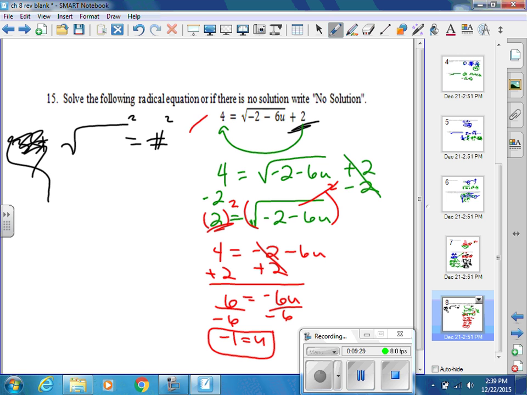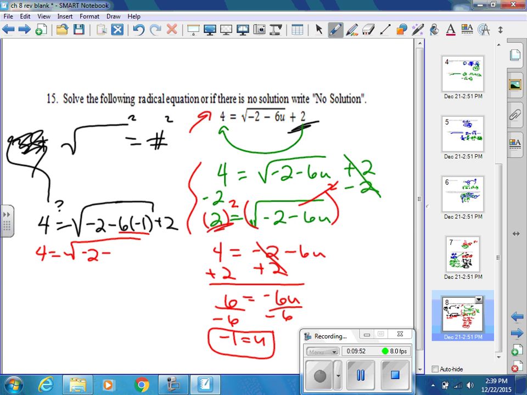I got to go back and plug it into the original, not to any of this stuff down here. Okay? So is 4 equal square root of negative 2 minus 6 times negative 1, plus 2. I want to see, is this going to work, okay? So 4 equals, here I'm going to get a plus 6. So square root of minus 2 plus 6, plus 2. 4 equals minus 2 plus 6 is going to give me a positive 4, plus 2. Square root of 4 is equal to 2 plus 2. This does work out. I do get 4. This is the correct answer here.